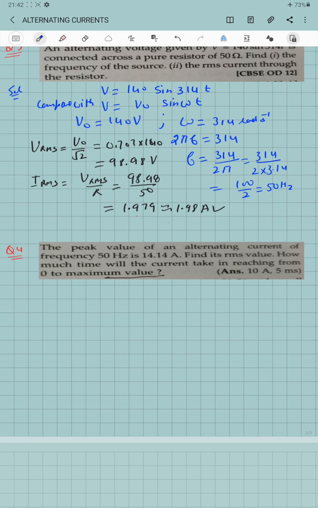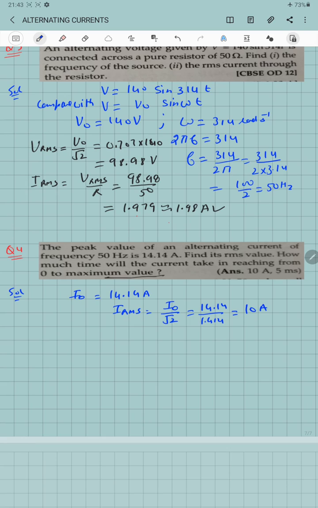So in this case, RMS value is given to us, 14.14 ampere. From here we can get the peak value. Sorry, the peak value is given. This is not the RMS, it is the peak value, which is I naught. So we can get I_RMS from here, which is equal to I naught over root 2, which is 14.14 over 1.414, which is 10 ampere. This is our first answer.